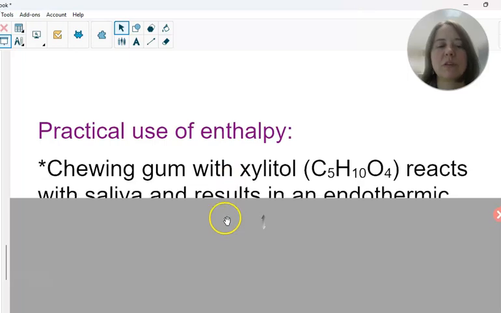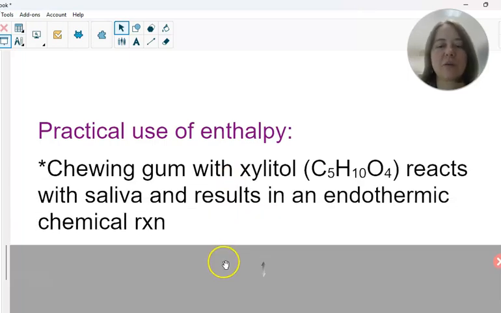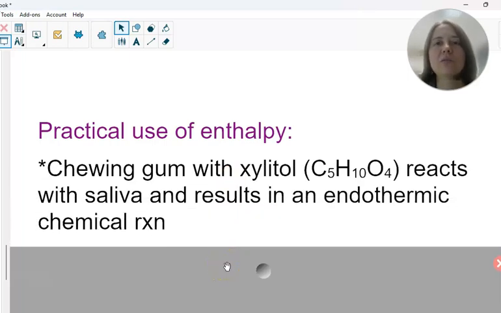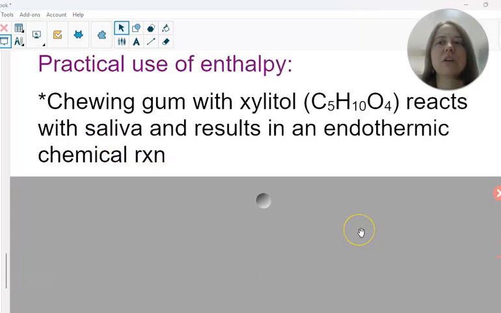So one more thing I want you to write down. A use of enthalpy. Chewing gum has xylitol. Lots of chewing gum has xylitol in it, which is C5H10O4, and that reacts with saliva and results in an endothermic chemical reaction. What does that mean if it's an endothermic chemical reaction? We know an endothermic chemical reaction will absorb more energy than it releases.